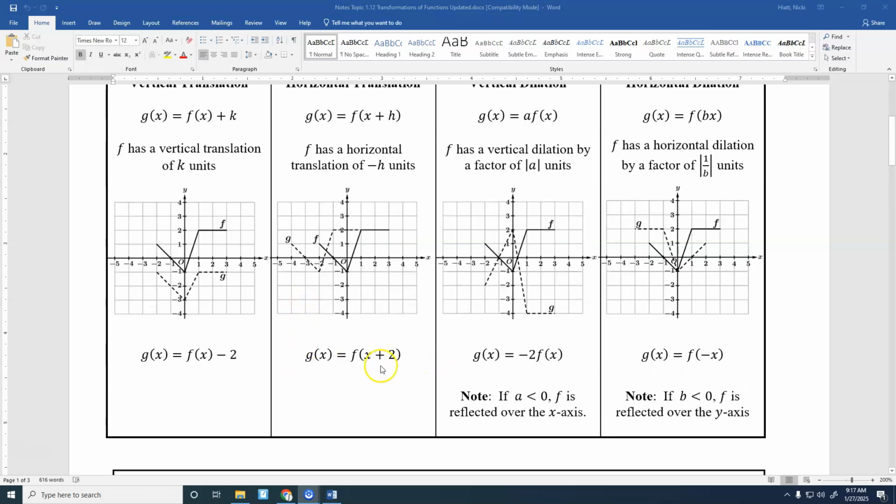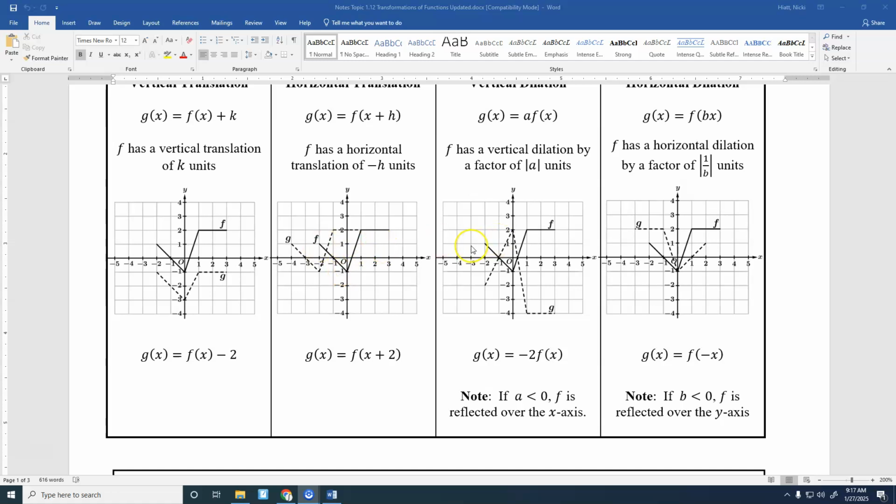So you can see an example down here, starting with that same f graph. If we put a plus 2 on the inside of our parentheses here, then we would see the graph move in the opposite direction. It's going to move in the negative direction or the left direction 2 units.